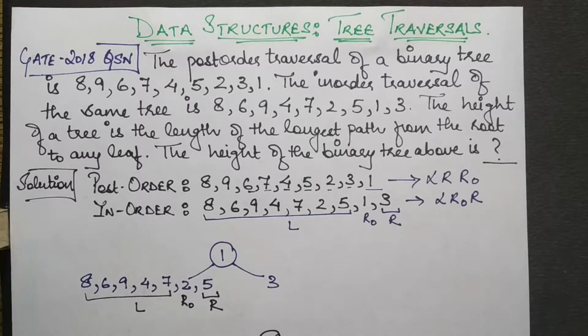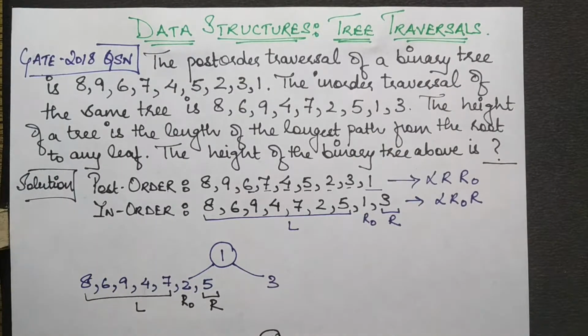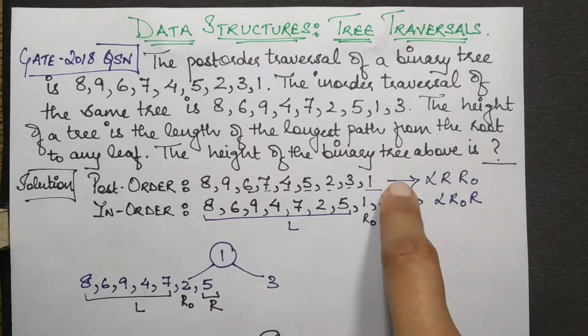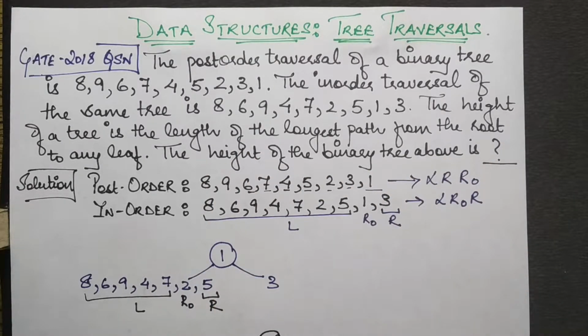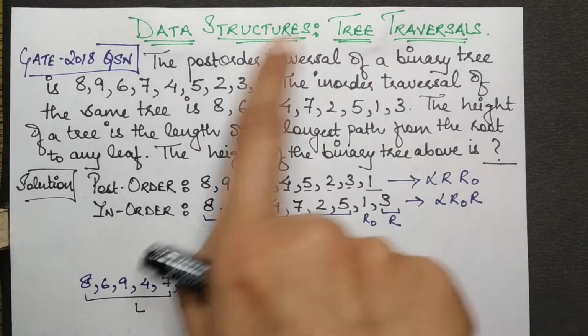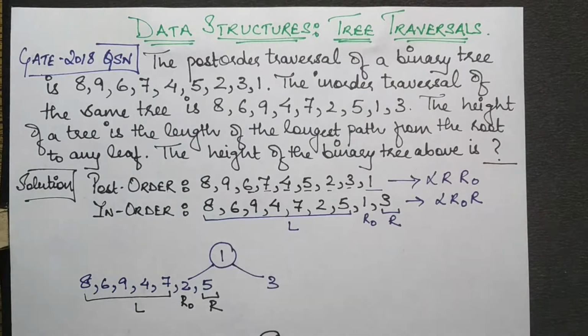Hello friends, in this session we are going to discuss a tree traversal question which came in GATE 2018. In a tree traversal question, you need to traverse a tree, right? In this particular question, two traversal orders are given to you, a post order traversal and an in order traversal. You need to find that unique tree first of all, and then tell what is the height of the binary tree specified with these traversals.